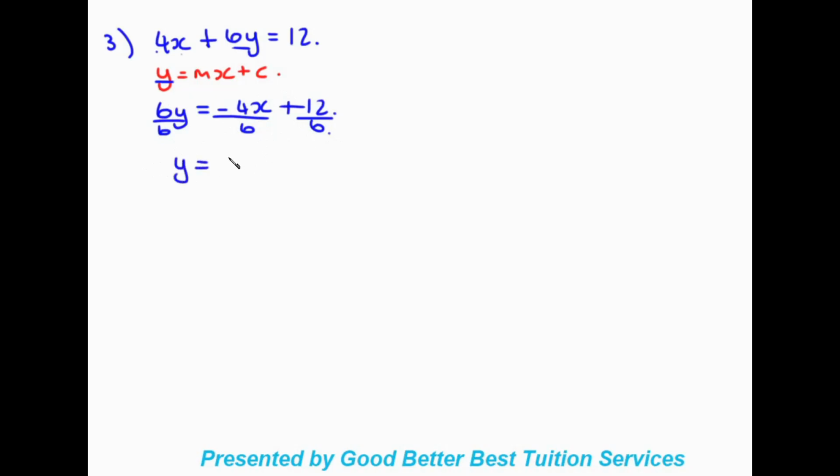We get left here with negative 4 over 6x, right? Which can be simplified into negative 2 over 3x, okay? So you can see what I did there. I just simplified this fraction that is over here into negative 2 over 3x plus 2.